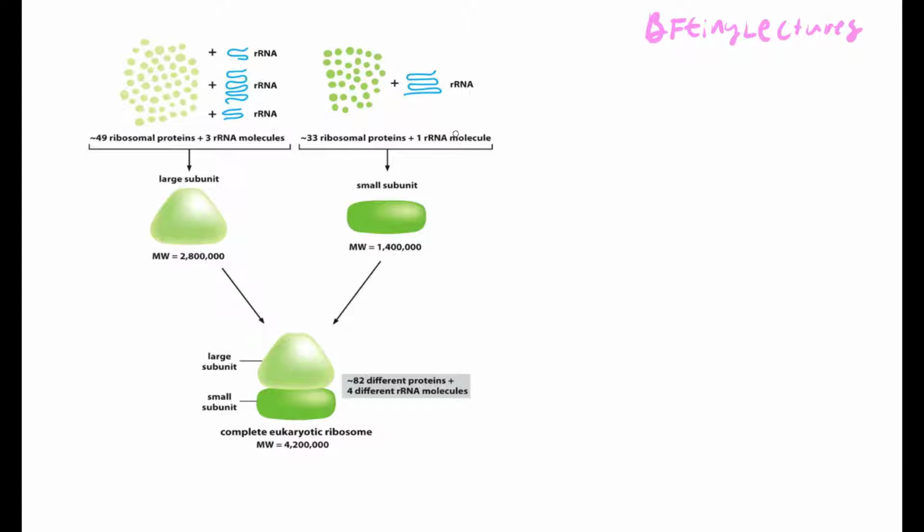Now, within organisms, we have ribosomes. But what are these ribosomes made of? These ribosomes are made from rRNA. Now, there is a difference between eukaryotic ribosomes and prokaryotic ribosomes. And the difference is the size of the ribosomes. So eukaryotes have the 80S ribosome.